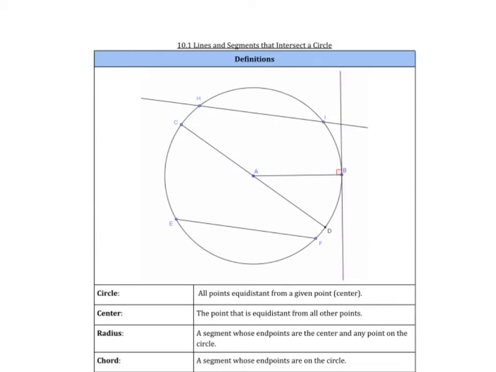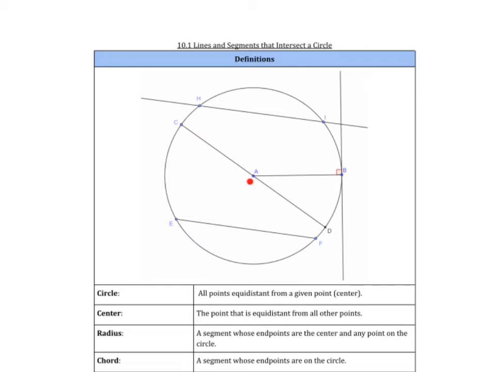Okay, so I'm not necessarily going to go over each and every single definition, but we will go ahead and label every single part onto the circle as well as make a couple of other notes. Now, the first thing that I want to talk about is the actual definition of a circle. It says all points equidistant from a given point.